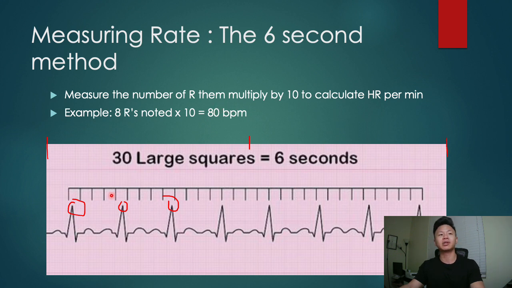Now, a caveat to this is if you do not see the top of the spike, you do not count it in that 6-second strip. Meaning, if all you see is part of that R, and you don't see the spike, you don't count it. But if you see a spike, right here, you're going to count that spike. So only count the spikes. That is one way we're determining this, and this is called the 6-second method. This is the easiest way to count your heart rate when looking at EKG strips.